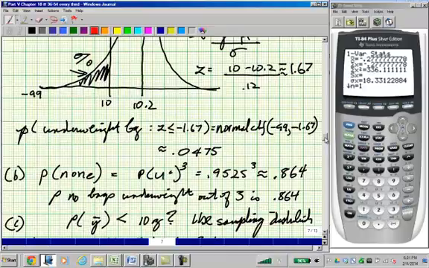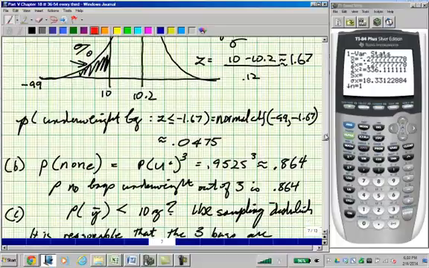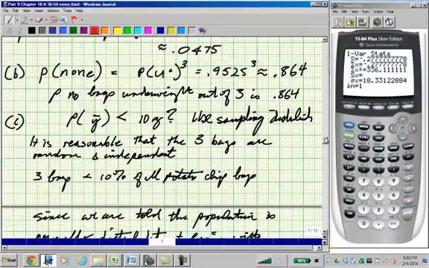Okay, now, if you buy 3 bags, what's the probability that none of them are underweight? Well, what's the probability that a bag is not underweight? It's 0.925. In other words, 1 minus 0.0475. So if you cube that, you get 0.864. The probability that no bags are underweight out of 3 is 0.864.